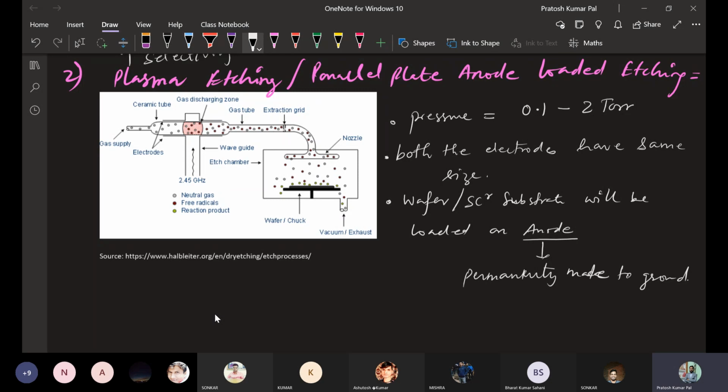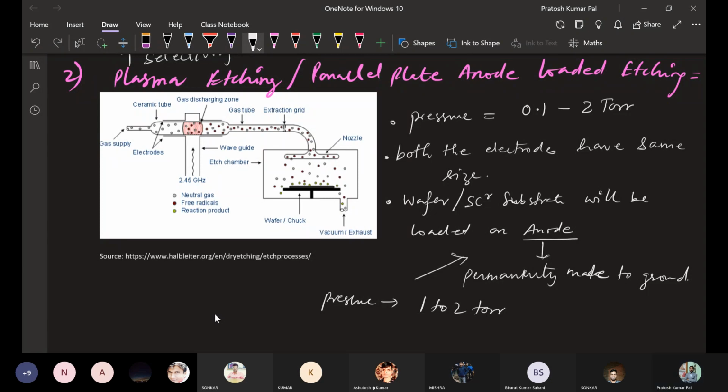Okay, so your pressure will be 0.1 to 2 torr, and at this anode side the pressure is quite high. So at the anode side the pressure will be around 1 to 2 torr. So instead of 0.1 to 2 torr, around 1 to 2 torr will be the pressure at the anode side.